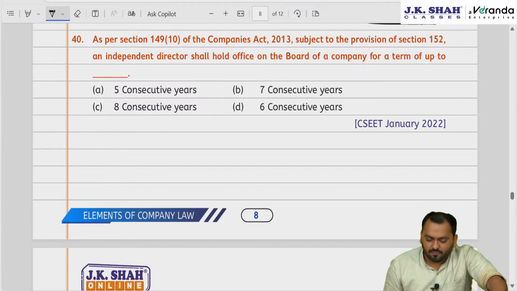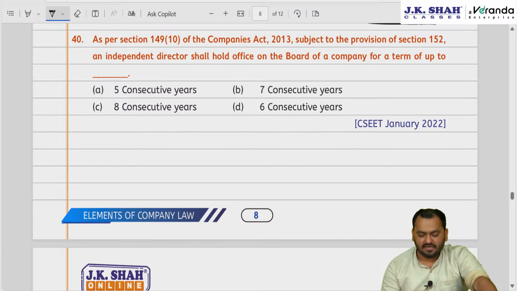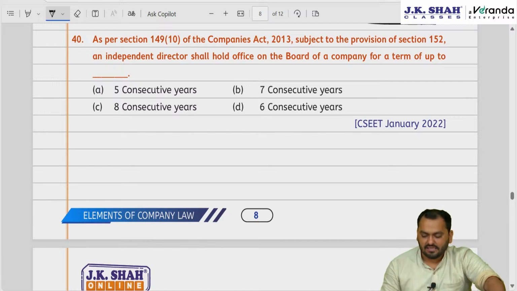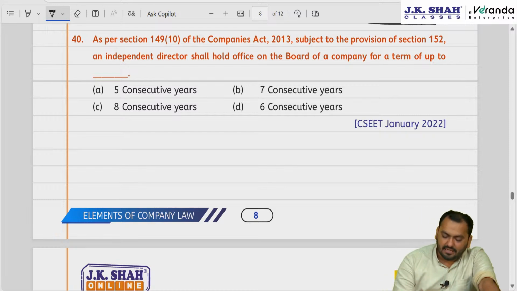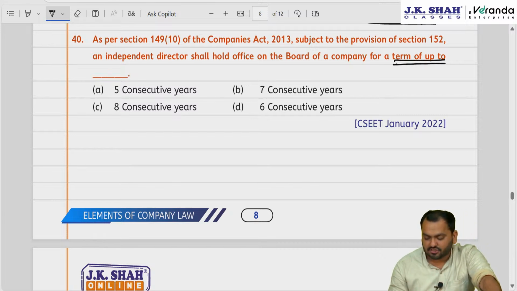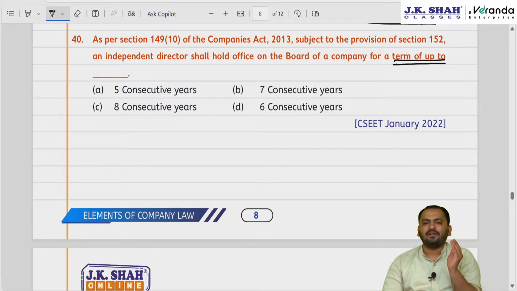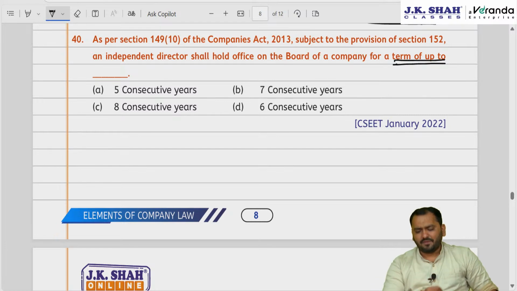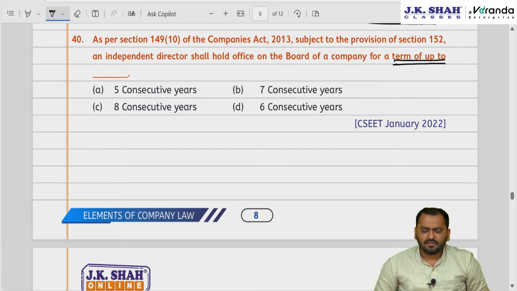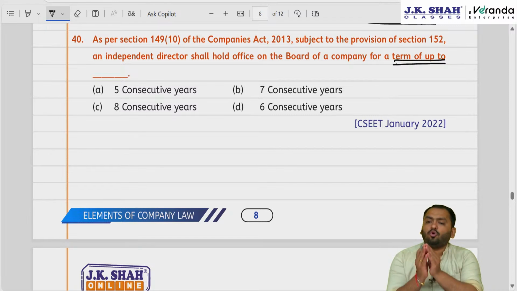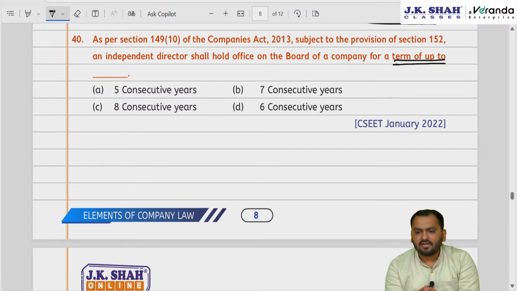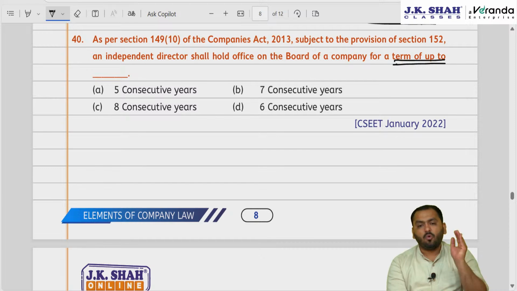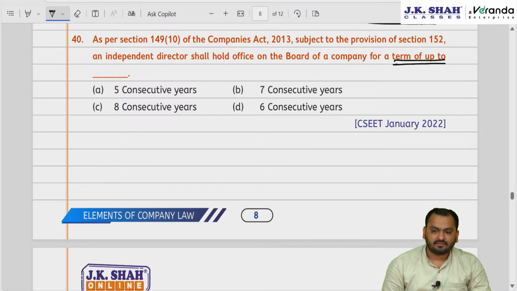We go to the question number 40 now. As per section 149 subsection 10 of Companies Act 2013, subject to the provisions of section 152, an independent director shall hold the office on the board of a company for a term up to dash. Come on, friends, independent director is one of the type of director, correct? But every person cannot become an independent director. Independent director means a person who satisfies the eligibility criteria which is given under section 149 subsection 6.